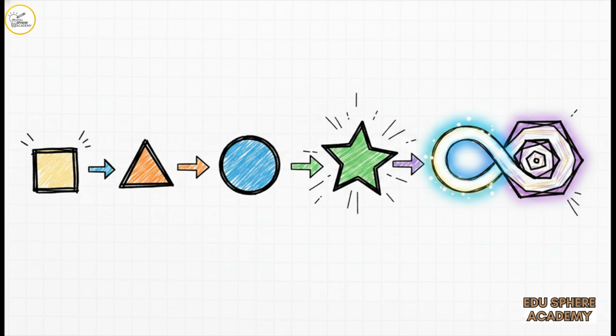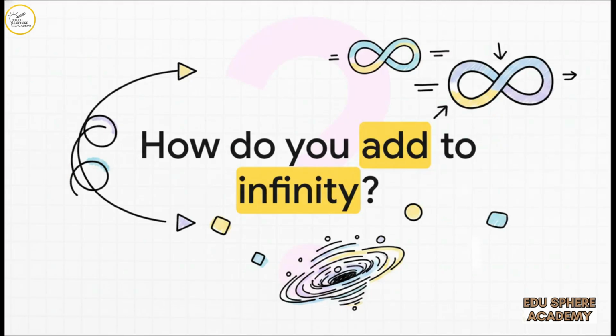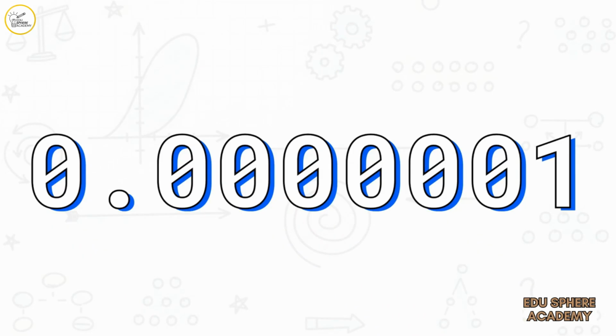And that brings up a really fascinating concept. Specifically, how do you add to infinity? It sounds like a trick question. How can you possibly sum up an infinite number of terms without the total just blowing up into some infinitely massive, incalculable number?